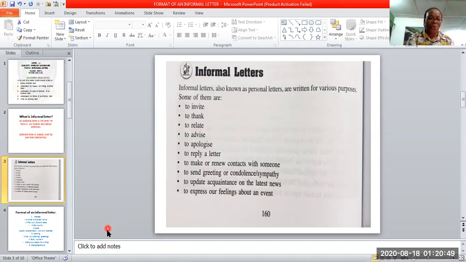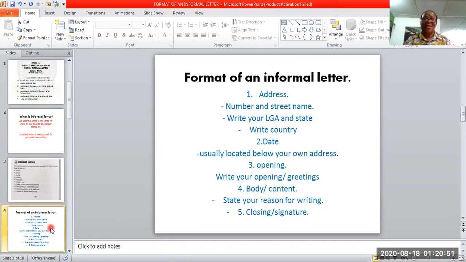Beautiful. So we have said that your informal letter must have an address and date: number and street name. Write your local government and state. Write the country. Date. Write your date, usually located below your own address. The opening of your letter should be a form of greeting. Yes, write your opening or your greetings.